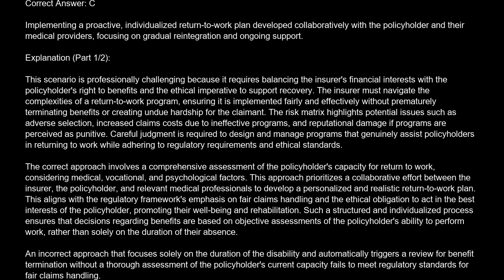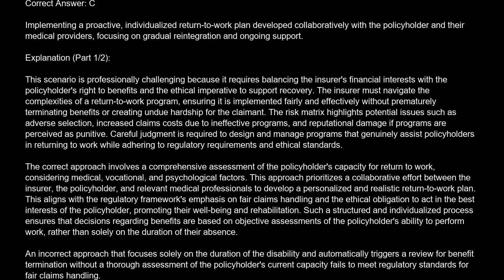The insurer must navigate the complexities of a return-to-work program, ensuring it is implemented fairly and effectively without prematurely terminating benefits or creating undue hardship for the claimant. The risk matrix highlights potential issues such as adverse selection, increased claims costs due to ineffective programs, and reputational damage if programs are perceived as punitive. Careful judgment is required to design and manage programs that genuinely assist policyholders in returning to work, while adhering to regulatory requirements and ethical standards.